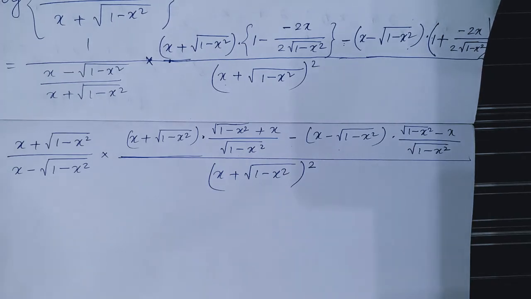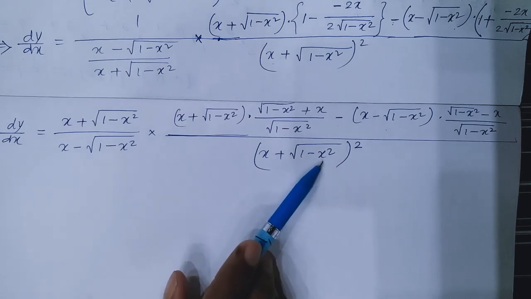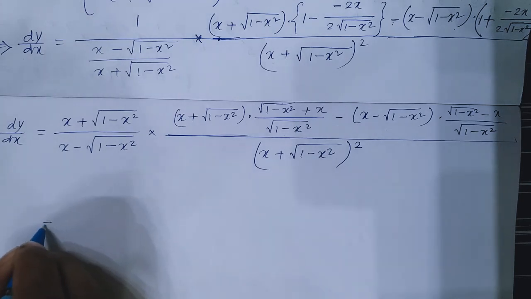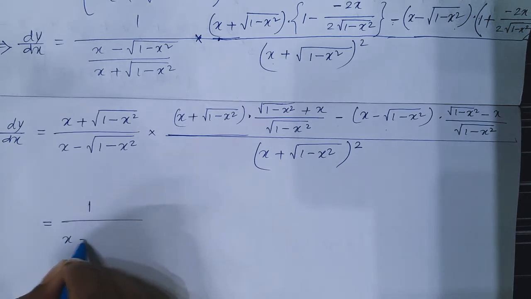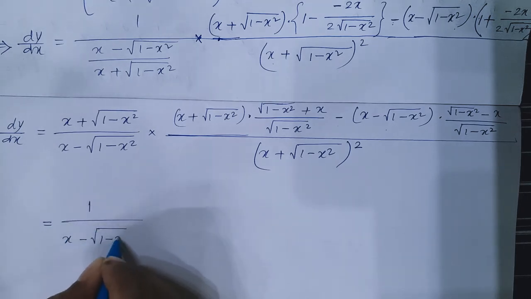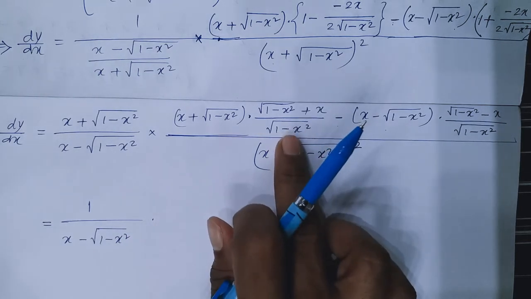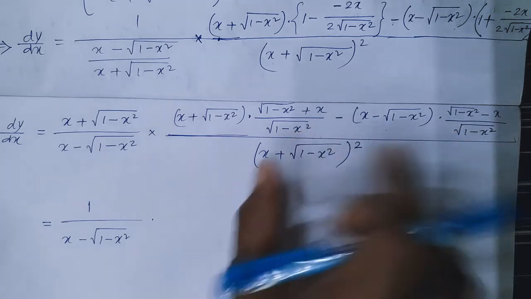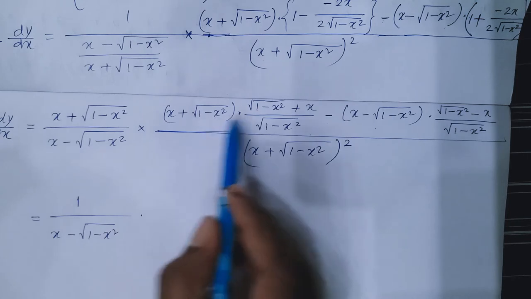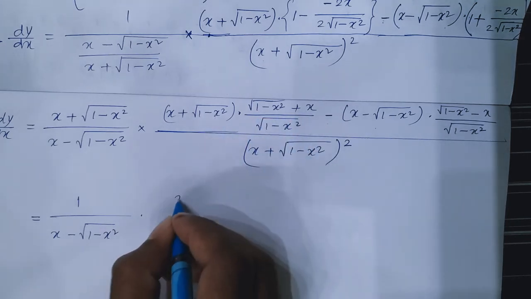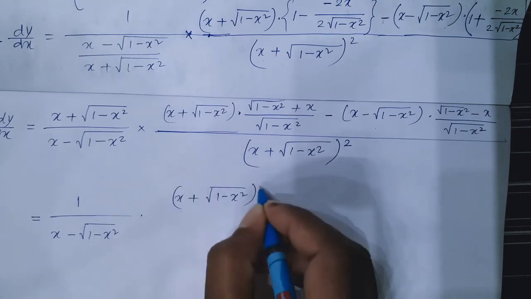Okay, the next line will be, you see one of the terms, this and this, is cancelled, so you have is equal to 1 by (x minus root over 1 minus x square) into, what about this, 1 minus x square root, it is taken LCM and comes to the denominator. So numerator is, you see, x plus root over this, x plus root over this, so it is simply x plus root over 1 minus x square whole square.